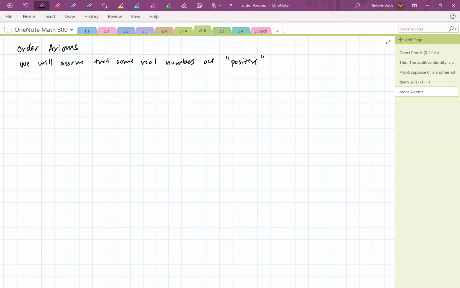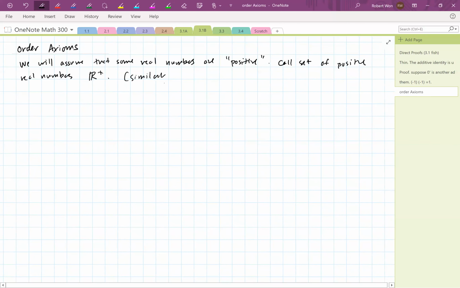Okay, so I don't even know what a positive number is. I don't know that 3 is positive and -4 is not positive, but I'm just going to assume that some real numbers are positive. So let's call the set of positive reals R plus. Right now I don't know any numbers that are positive. All I'm saying is that there are some real numbers that I'm going to call positive. Similarly, let's assume that we have some positive integers and positive rational numbers.